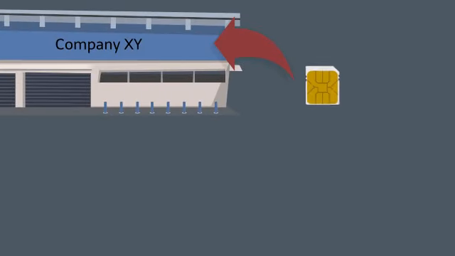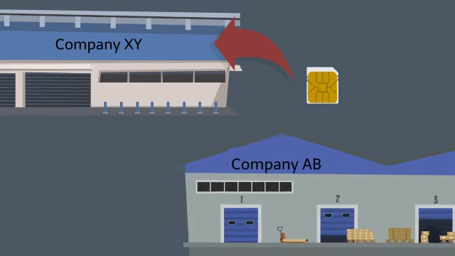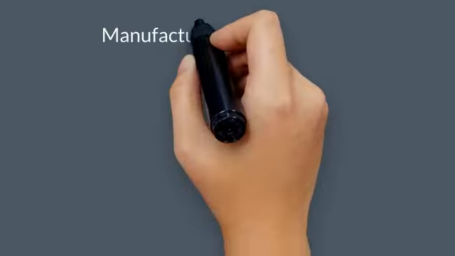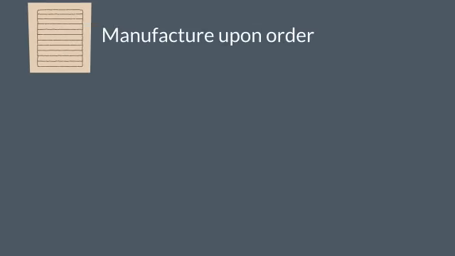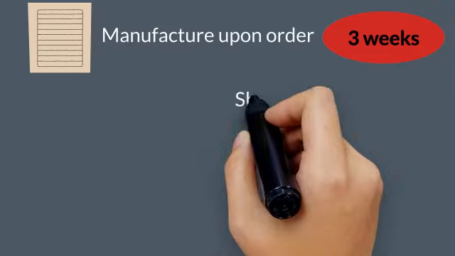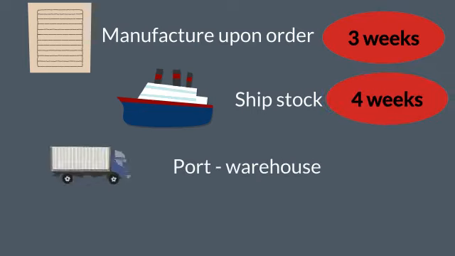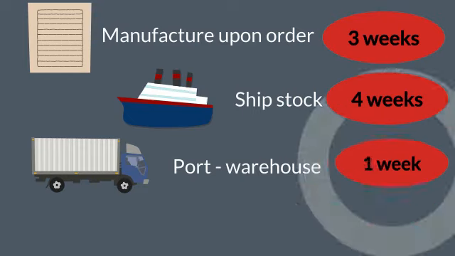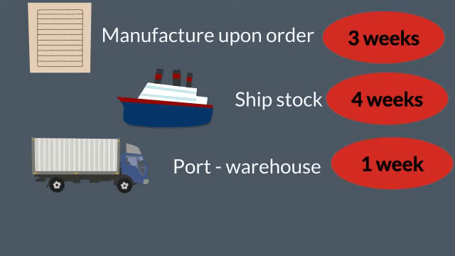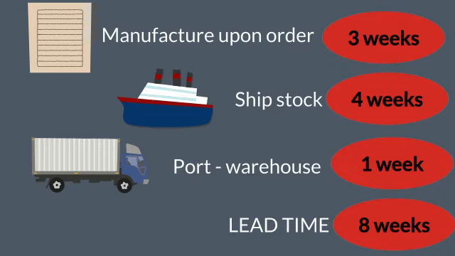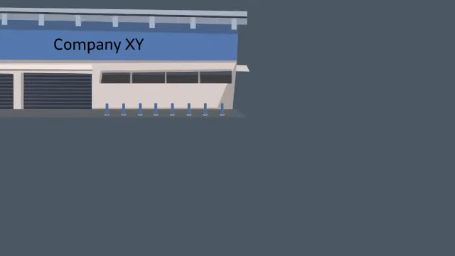Company XY uses high-value chips which are ordered from Company AB in Germany. The Company AB manufactures on receipt of the order. This takes 3 weeks. Company AB then ships the stock from Germany to the US, which takes another 4 weeks. And then from the port in the US to the XY warehouse, it takes another 1 week. This means there is an 8-week lead time from the time of the purchase order to delivery of the product.